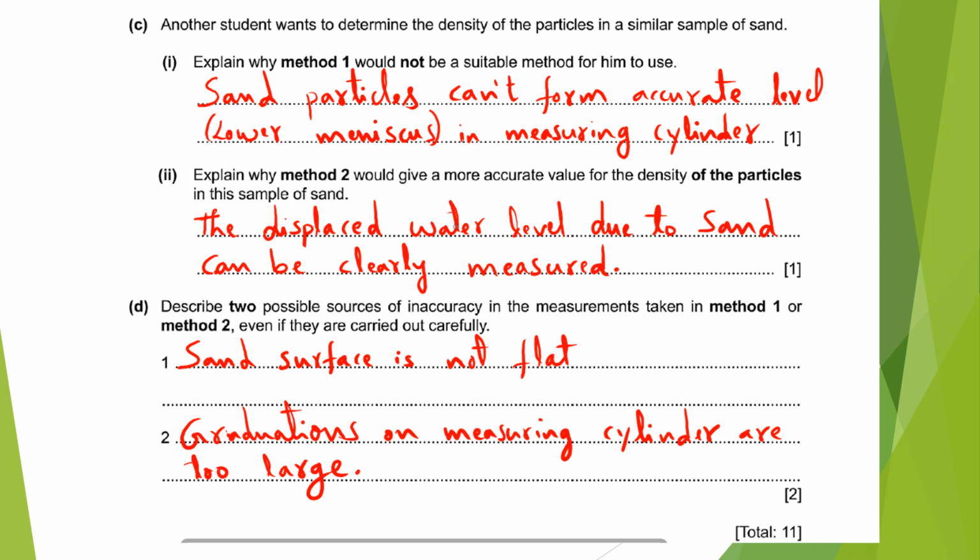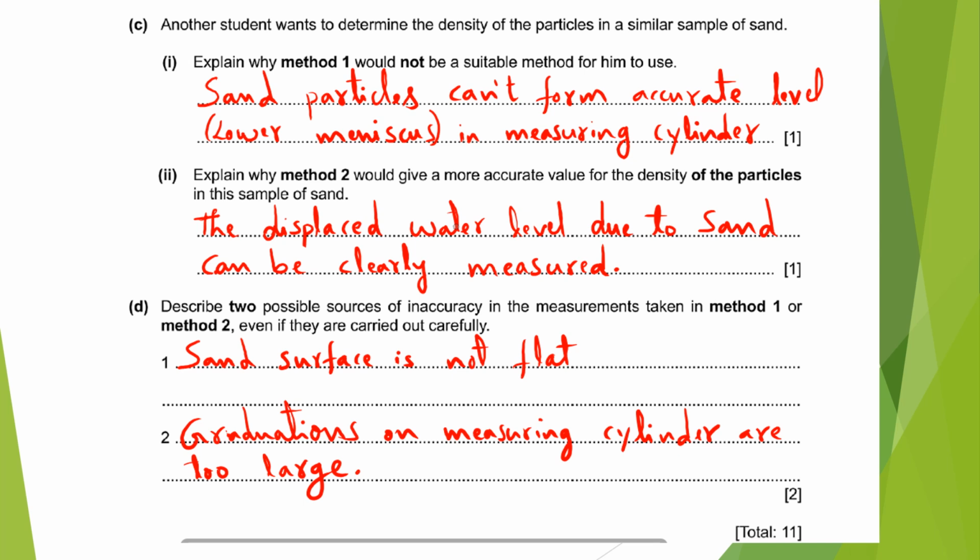Describe two possible sources of inaccuracy in the measurements taken in method 1 or method 2, even if they are carried out carefully. So, if the experiment is done carefully without any human errors, but still in method 1 we can find the sand level which is formed is not flat. So, because of that we may get some inaccuracy.